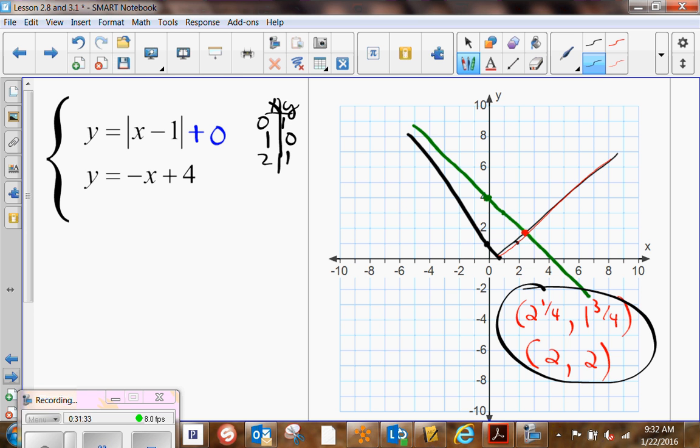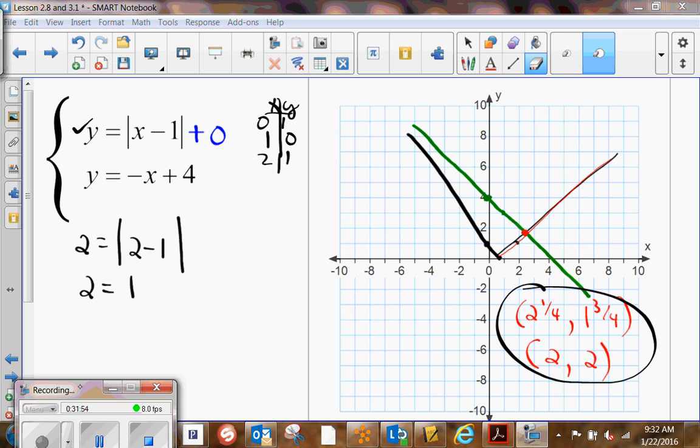Let's just try the 2, 2. If I put a 2 in here, 2 equals 2 minus 1, 2 equals 1, that's not going to work. So 2, 2 is not the solution because it didn't even make this top one true. So anyway, on these where you're graphing to get a point of intersection, you may get a little off from me, and that is okay. It's not a problem.